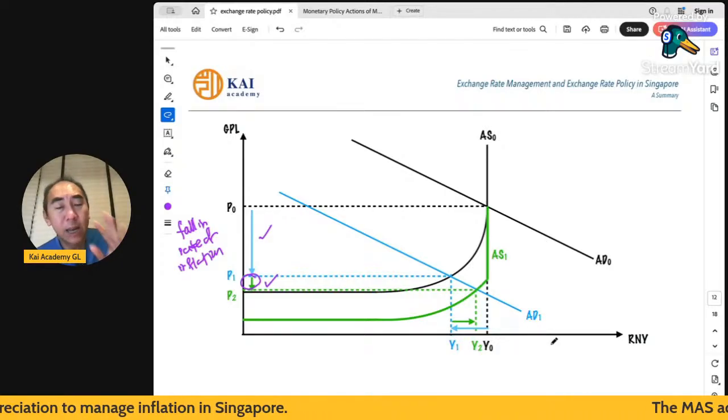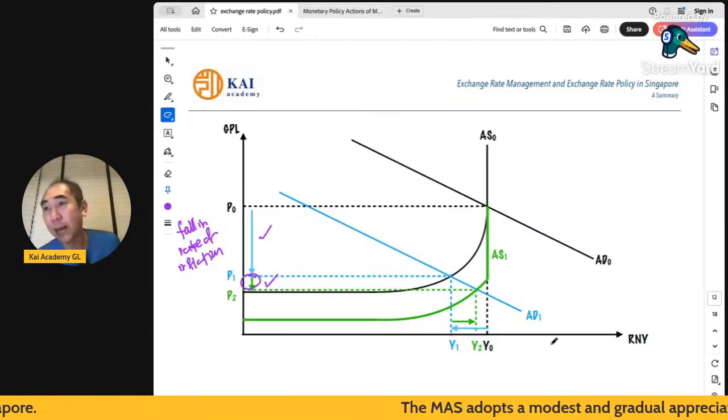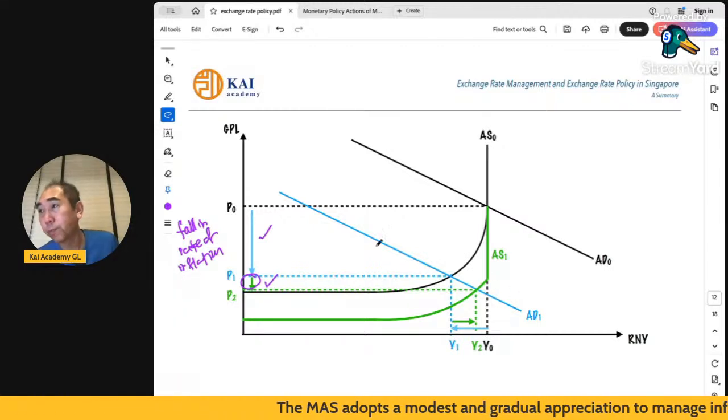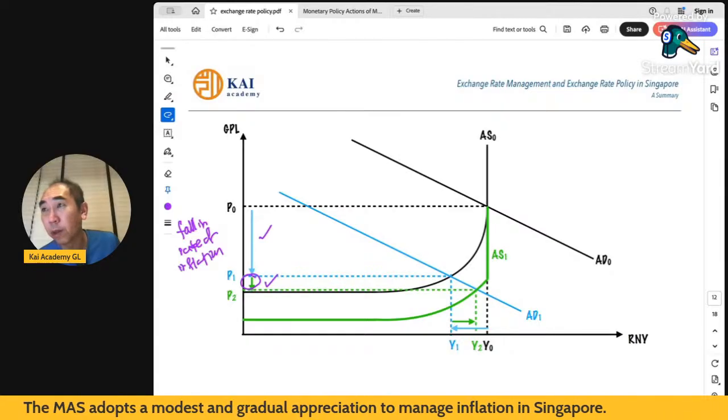Now, why is that the case? Do you need to know this? Yes, you need to know this. You need to be able to explain this during the exam as well. All right, so let's try to explain this logic.